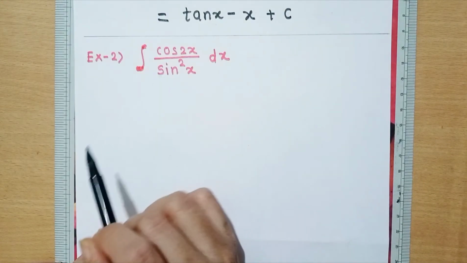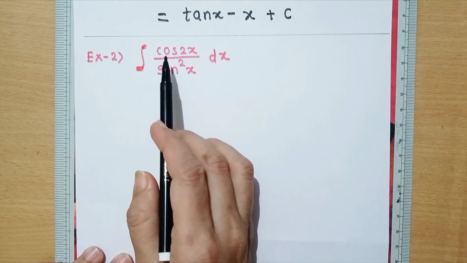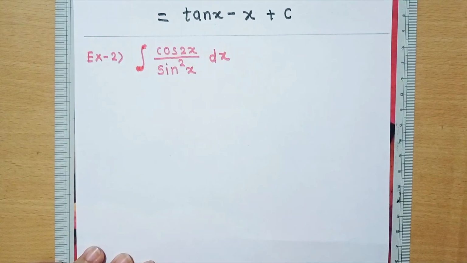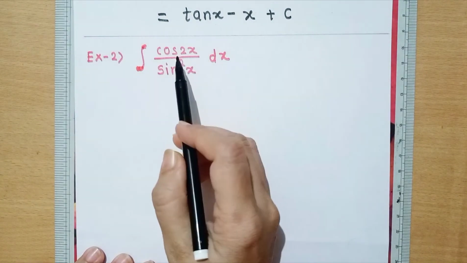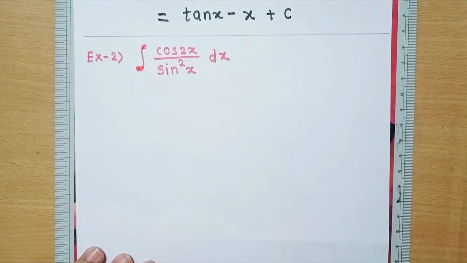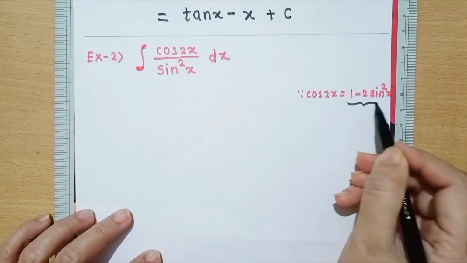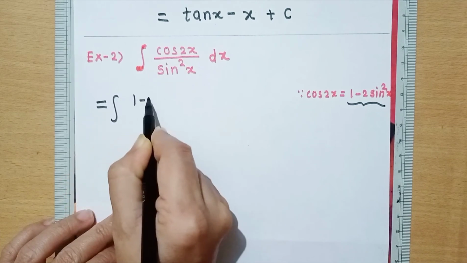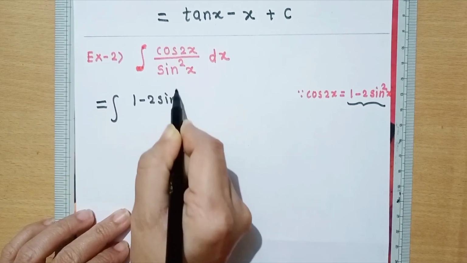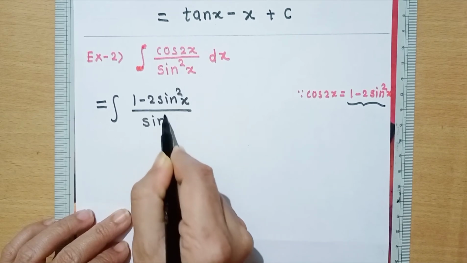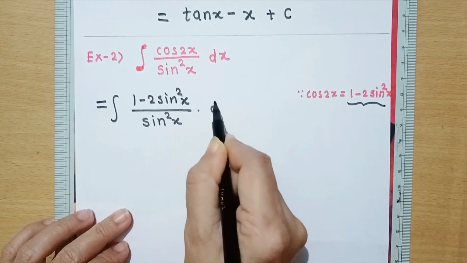Now this is our second example. Integration of cos 2x upon sin square x dx. So first we will simplify this. We know the cos 2 theta formula. Cos 2x is equal to this. We will write it here in the numerator. So this is 1 minus 2 sin square x. The denominator is sin square x into dx.